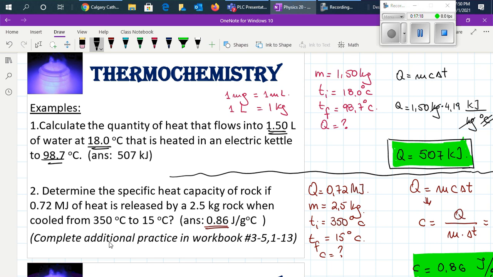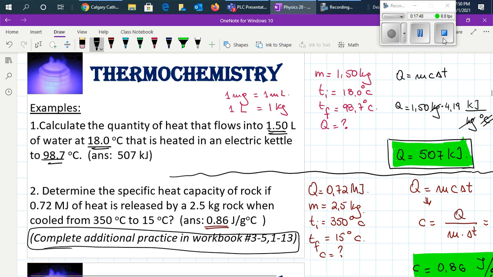For now, I would like you to go and practice the workbook questions 3 to 5 and 1 to 13. You will refer to the workbook that is posted on DeepWell under the content at the thermochemistry tab. Okay, so I will close this part of this broadcast, and then we will see and talk more about those kinds of questions in class.